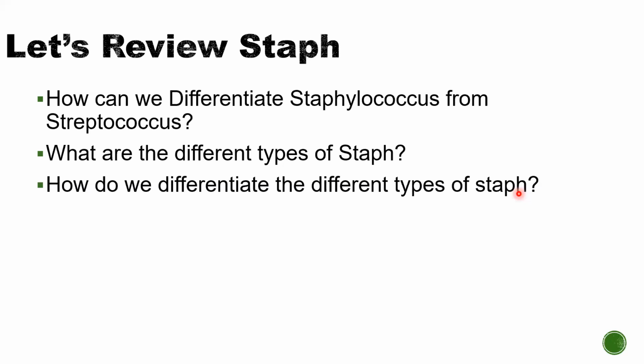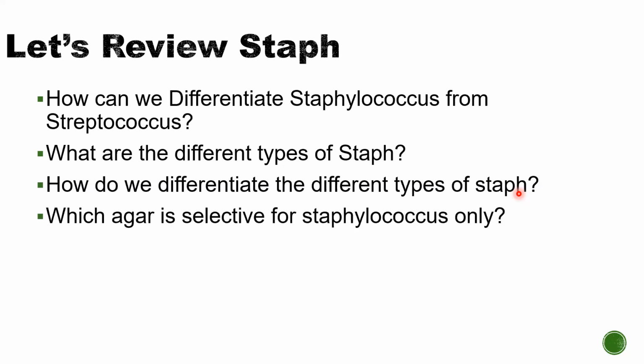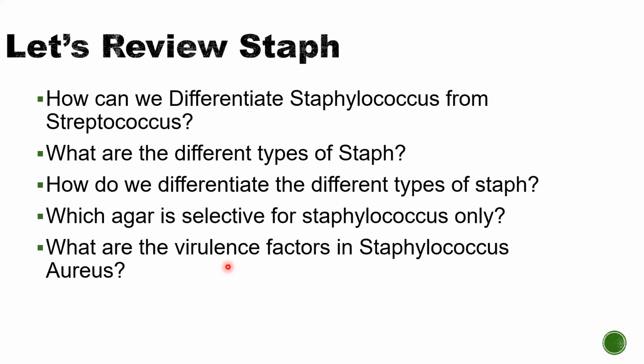I want like a chemical test more. Coagulase. Exactly. Now the agars, that's very true. We can also use the mannitol salt agar and coagulase. Okay. Which agar is selective for staph only? You guys already mentioned it, the mannitol salt agar. Okay. Now, can you list some virulence factors for Staph aureus?